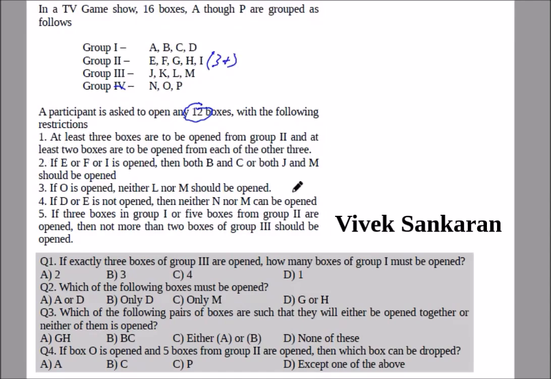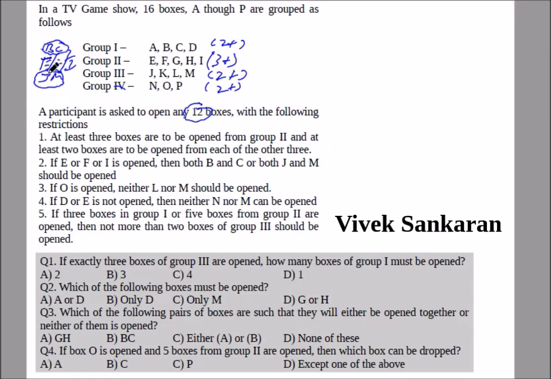And at least 2 from the other 3. So you have to open 2 plus, 2 plus, and 2 plus. So at least 9 like this, and the remaining 3 you have some choice. If E, F or I is open, both BC or JM has to be open. So if E, F or I is opened, both BC have to be open, which is from group 1, or JM have to be open, which is from group 3.